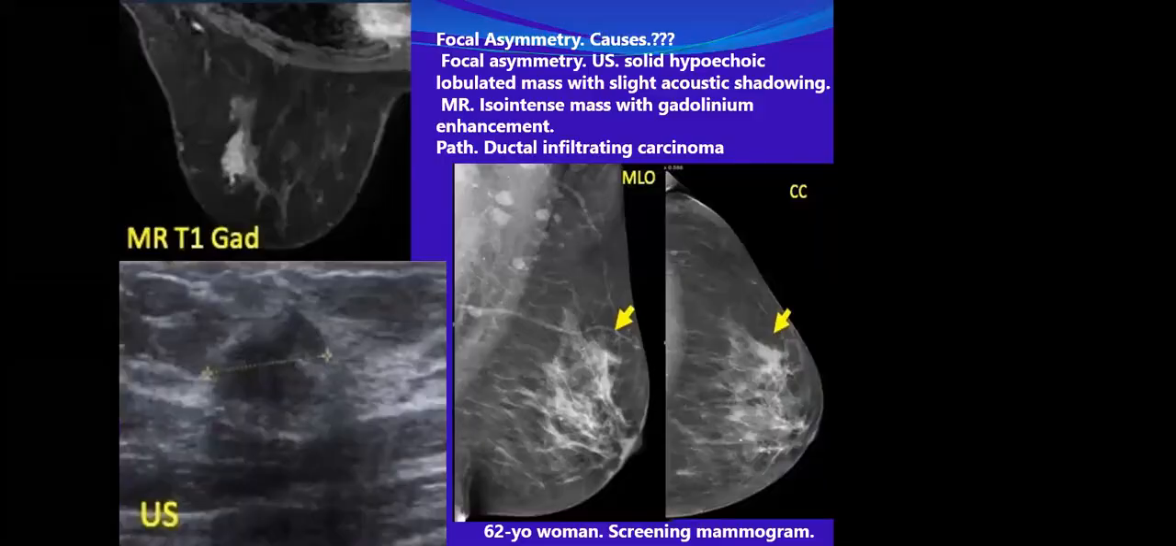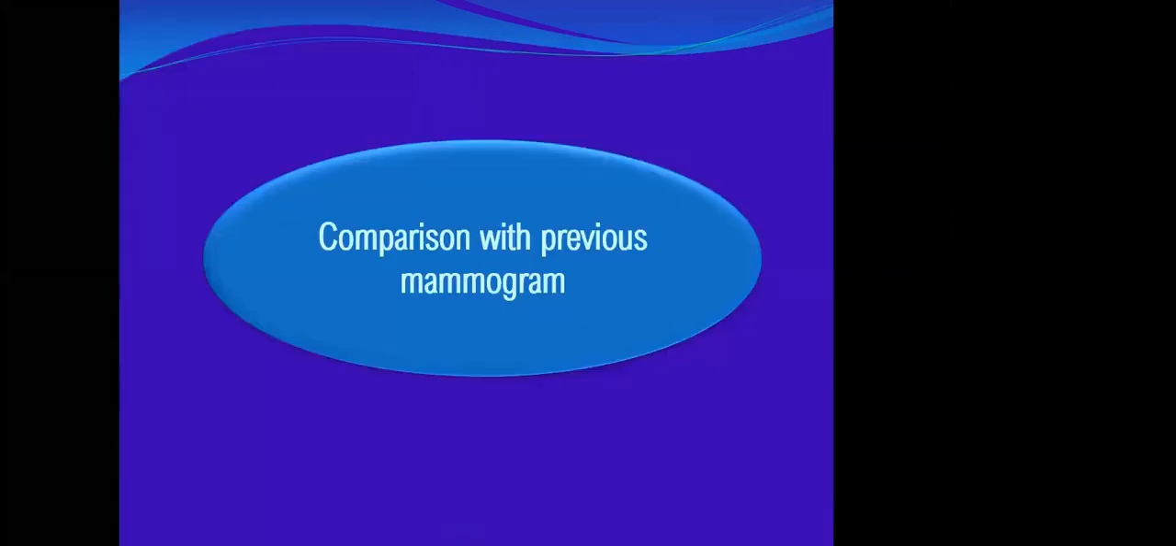Okay. This is another example. I don't know why they proceeded to MRI. There is an area of asymmetry. Ultrasound clearly demonstrated an irregular suspicious mass here, but still they have done MRI and it demonstrated an irregular enhancing mass. Pathology revealed ductal infiltrative carcinoma.